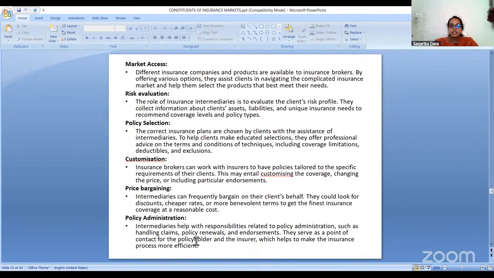Policy administration. Intermediaries help with responsibilities related to policy administration, such as handling claims, policy renewal, anything which is related to the policy. Insurance intermediaries will help us in dealing with the policy-related administration. So these are the various roles that the intermediaries will play in insurance policy dealings. I hope the concept is very much clear to you all.